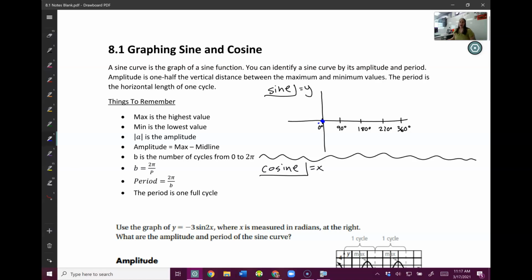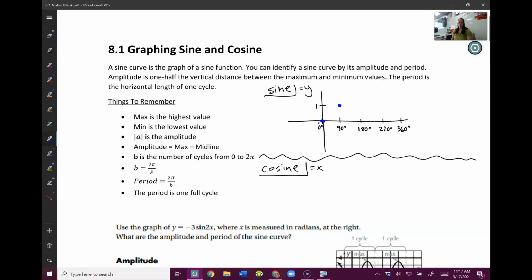Next, I go to 90 degrees and look at the y value. So once again, here's my unit circle. 90 degrees is up here. There's my point. So I look at that point and find the y value. And the y value at 90 degrees is 1. So at 90 degrees, the y value is 1.